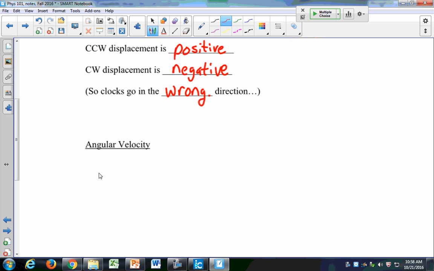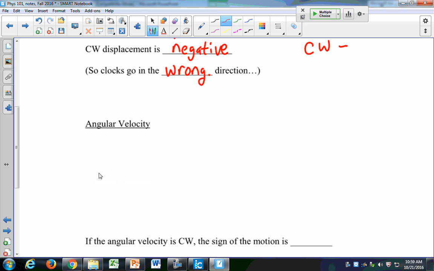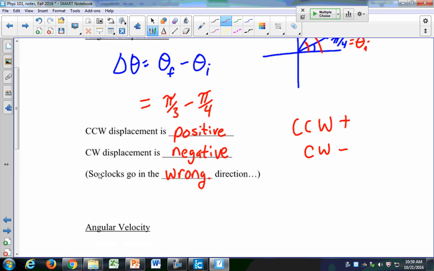Okay, so just know this, that counterclockwise is positive, clockwise is negative. Whenever you're dealing with motion, that'll be sort of like our direction. It's not really the same as we had before, but you need to know that counterclockwise is positive and clockwise is negative.